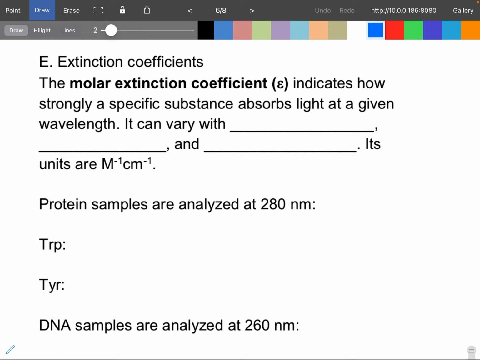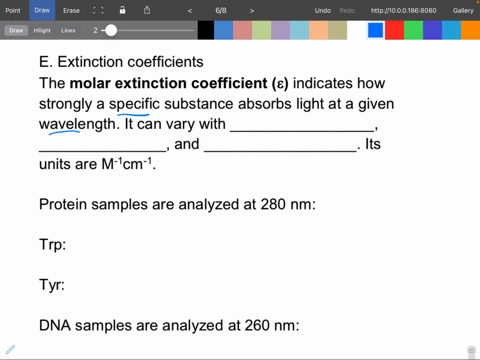So we've already have two things in there. It's a specific substance. So every different molecule, whether it's DNA or RNA or some other molecule you're going to get to know, is going to have a particular extinction coefficient, and it's at a given wavelength, usually the lambda max, that wavelength where the absorbance is maximum.